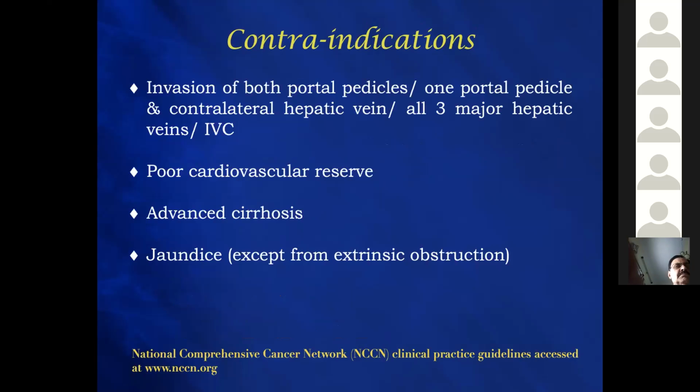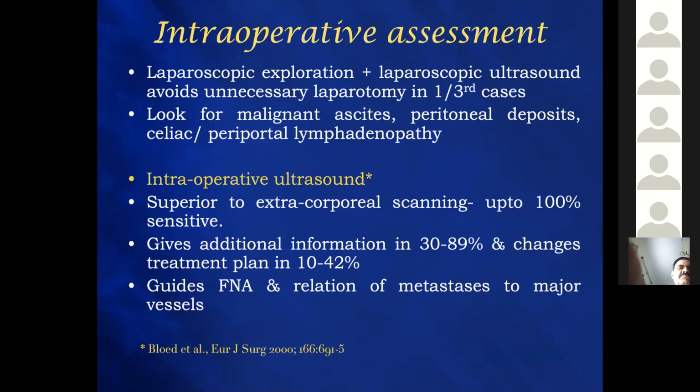What are the other contraindications? If both portal vein pedicles are involved, one portal vein pedicle and the contralateral hepatic vein, or all 3 major hepatic veins or IVC are involved, those patients are not fit for surgery. It's similar to any liver resection. Poor cardiovascular reserve, advanced cirrhosis, jaundice, if there is hepatocellular jaundice because of liver damage from metastasis or hepatocellular failure, except for extrinsic obstruction, which can be relieved.